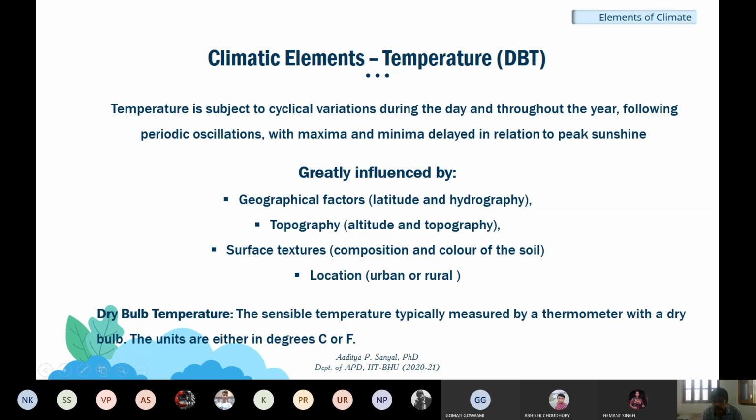So there is something known as dry bulb temperature. It is a sensible temperature typically measured by a thermometer with a dry bulb. The temperature that you see on your phone, the temperature that you hear in the news or on your newspaper, that generally is the dry bulb temperature.